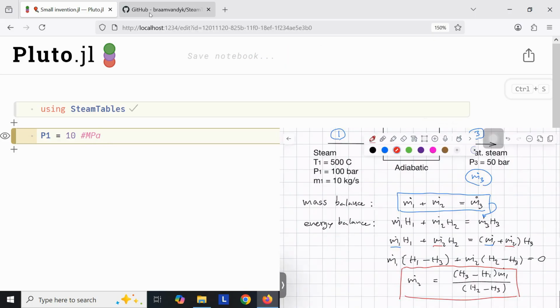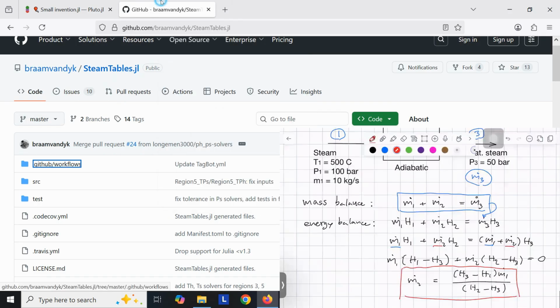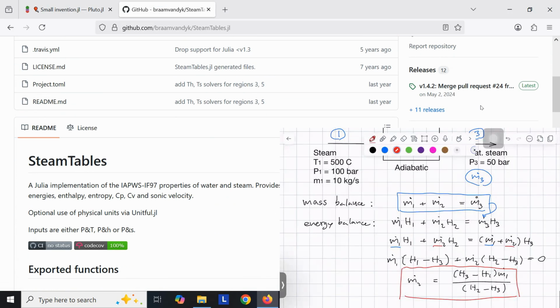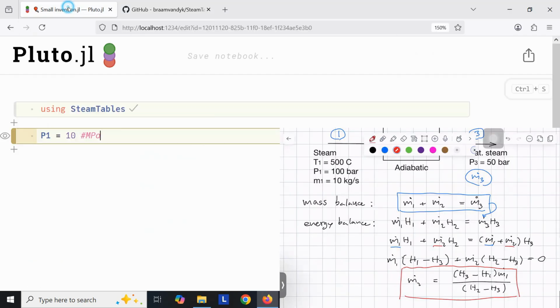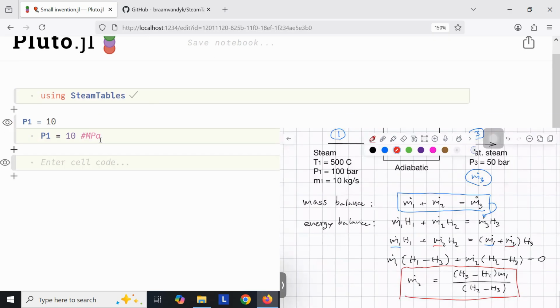In this case, if you go back to the description of this function, you see that the pressure that this library, the SteamTables library, uses is in megapascal units. So even though our system has a pressure of 100 bar, we need to convert the pressure into megapascal so that the library will use the pressure accordingly. So 100 bar is 10 megapascal. Okay. So if you hit Control Enter, this P1 will be entered into the program.